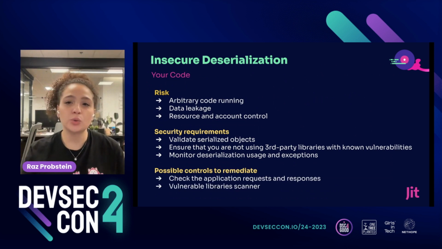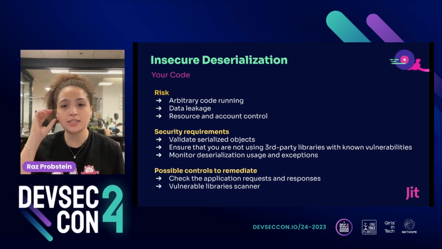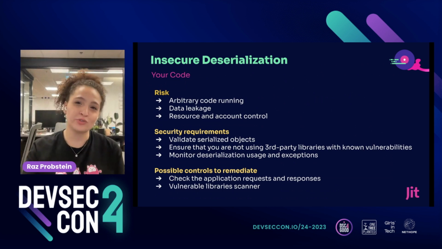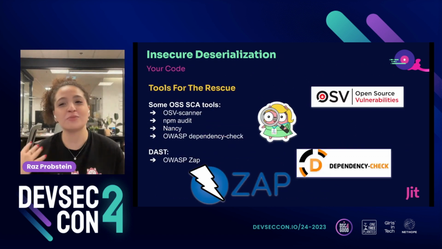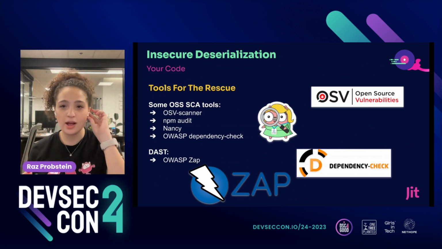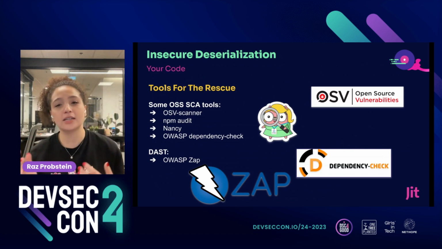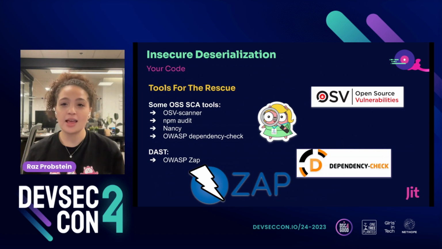So we need to find tools that check the serialized object and scan the code libraries for vulnerabilities. Well, the SCA tools that I've mentioned before can really help us here as well. OSV Scanner, NPM Audit, Nancy, and Dependency Check. And for the DAST tool, we have OWASP ZAP to the rescue.